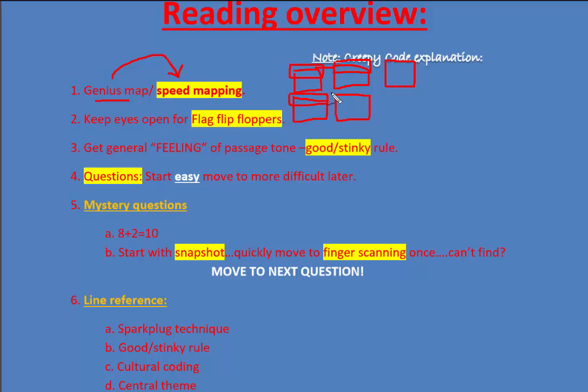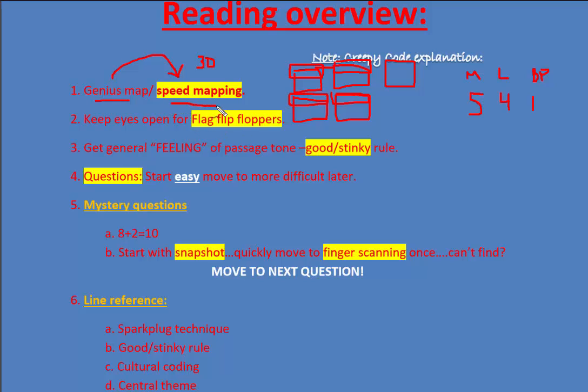Speed mapping is the same thing, only we're going to do it faster. So genius mapping, on average, kids usually spend about 2 minutes to do that. And in speed mapping, we're going to try and get that down to 30 seconds. There's only one question that deals with the big picture, so it's important for us to save time for the other types of questions. So remember, quick overview, mystery 5 questions, line reference, there's going to be 4, and a big picture question, there is only going to be 1. So it's important to keep that in mind as we're going through. You're not getting a whole lot of points for genius mapping, you're simply getting points for answering questions.